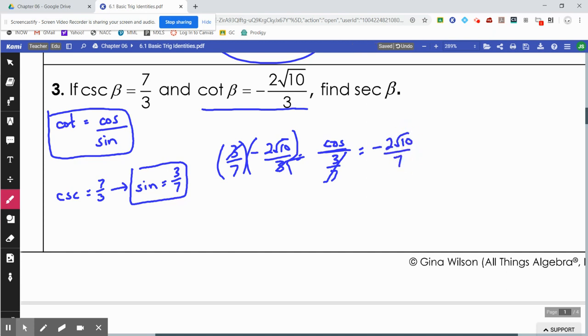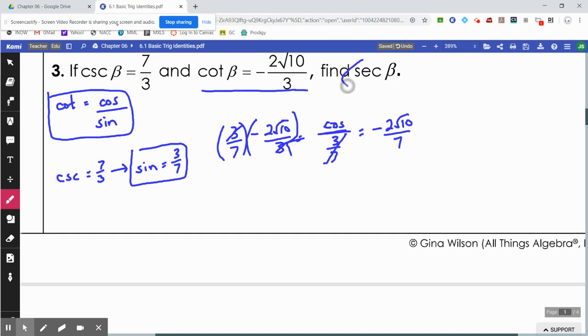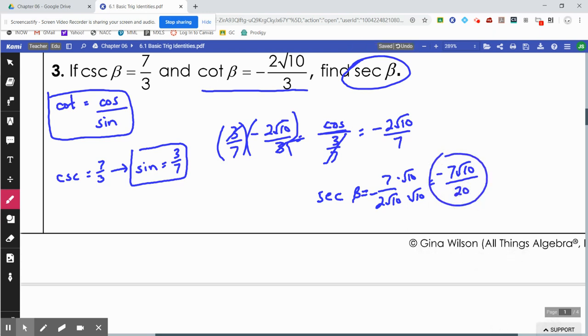But however, that is cosine. We're asked to find the secant of the angle, so therefore the secant would simply be the reciprocal of that, and I can throw that beta in there anytime I want to. The secant of beta would be 7 over, and that's just negative, 2 root 10. That's rationalized by multiplying top and bottom by root 10. And that gives me negative 7 root 10 on top. It gives me 2 times root 10, which is 2 times 10, or 20 on bottom.